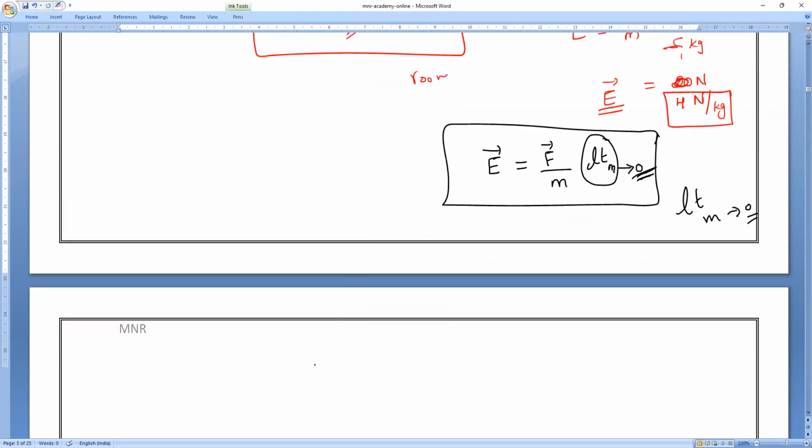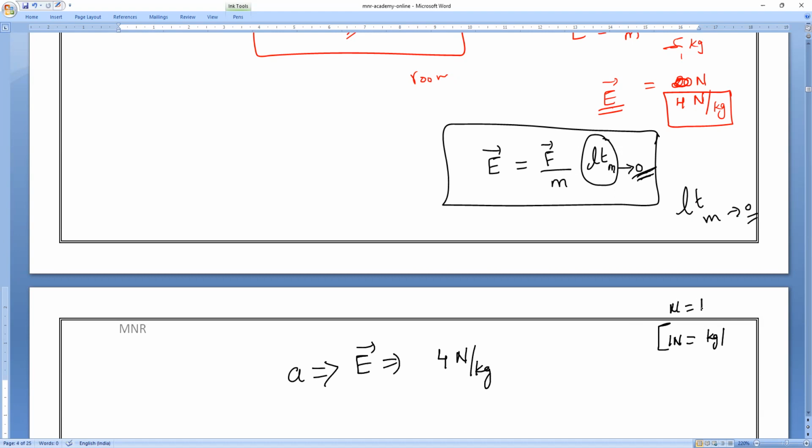Now, if you want to find the acceleration, let us see. E is equal to 4 Newton per kilogram. I already taught you that 1 Newton is equal to how many kilogram meter per second square? Kilogram meter per second square. Am I right or wrong? Do you remember, everybody? Yes, sir.